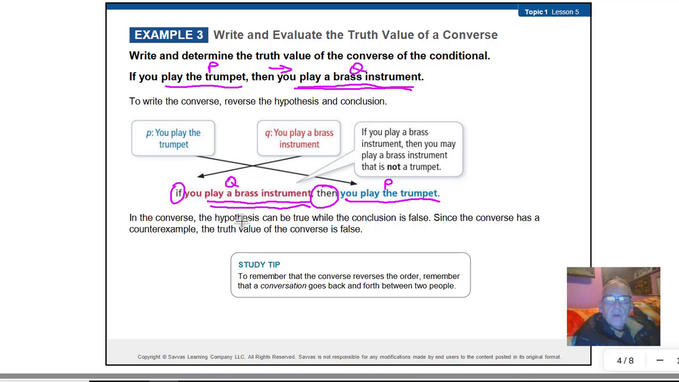Now to evaluate this in terms of its truth value, let's assume that we're playing a brass instrument. So that's true. Now, are there other brass instruments than trumpets? We could be playing the trombone. That would be a false conclusion, because a trombone is not a trumpet. Tuba would also be a brass instrument, but it's not the trumpet. So that would cause us to say that this statement is false, the way that it's written.